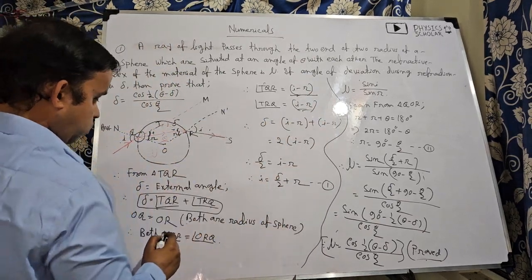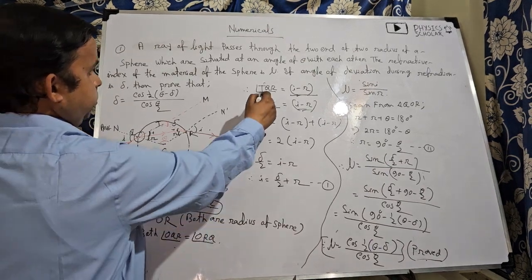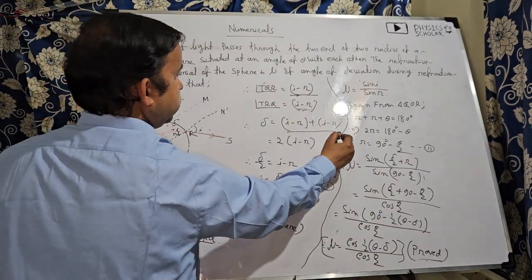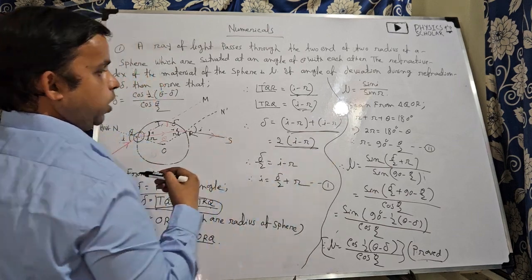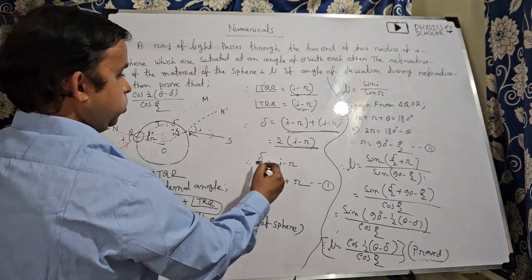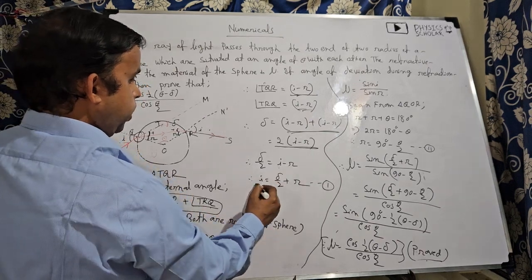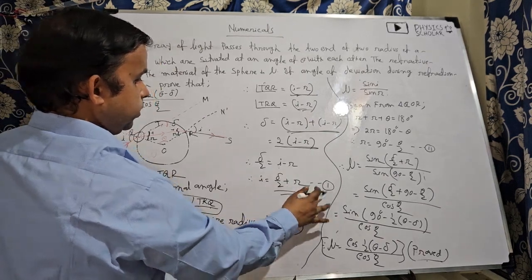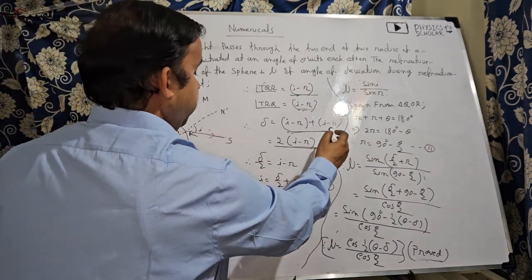So delta is equal to what? The summation of the two angles. So we are adding these two angles, and it comes to 2 into (i minus r). Now taking 2 to this side, delta by 2 is equal to i minus r. So i is equal to delta by 2 plus r. Clear?